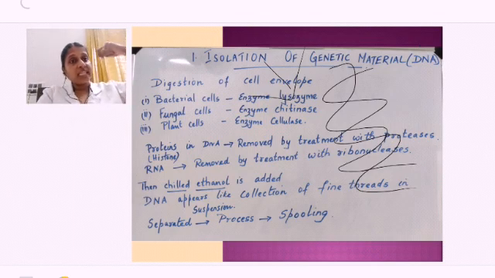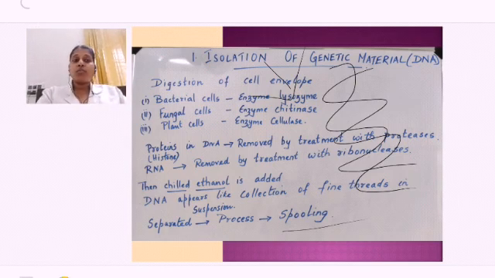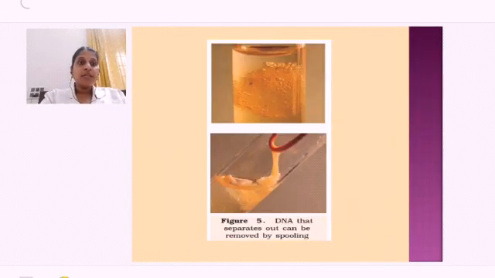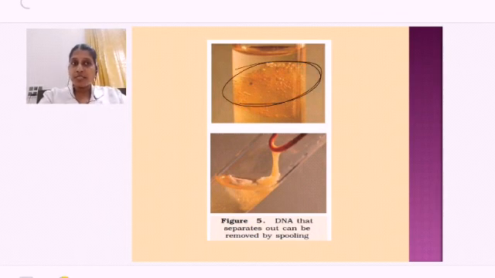Now I want to take that DNA out. In order to take that DNA out, there is a process involved. We call it spooling. What is the process? Spooling. So when you add chilled ethanol, the DNA appears as threads. You can find the DNA as a fine thread-like structure like this.